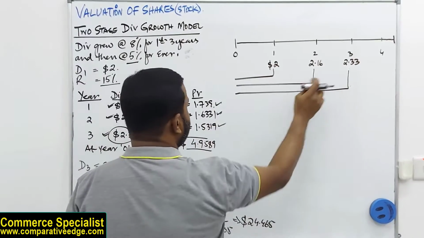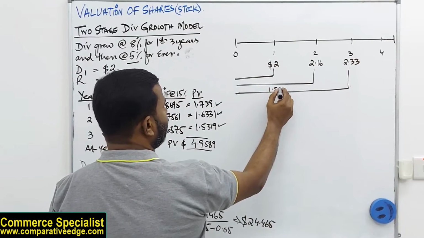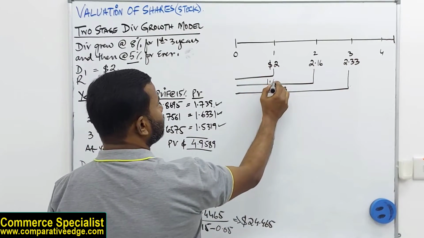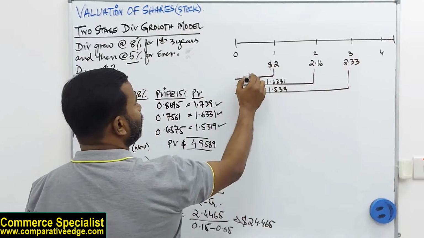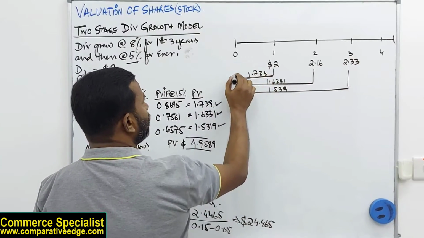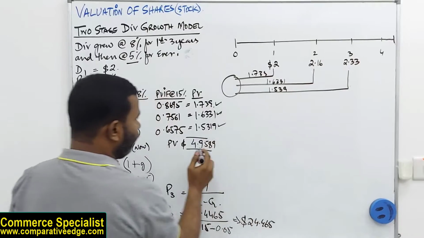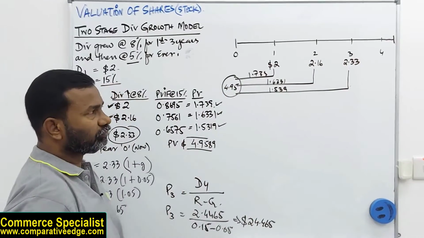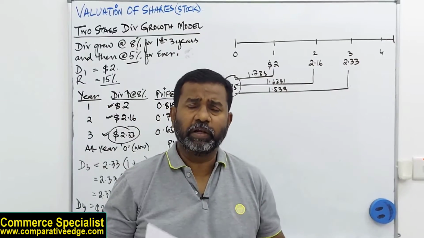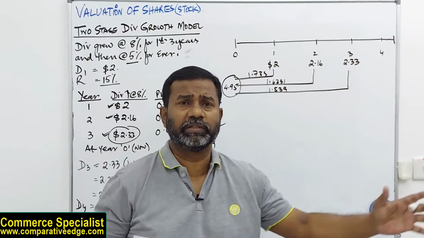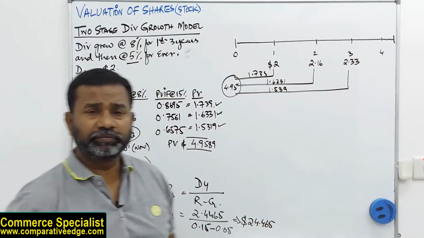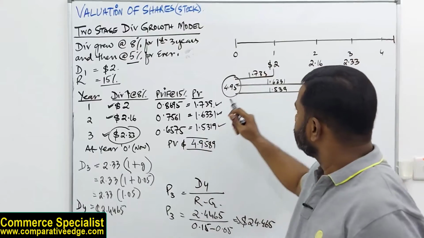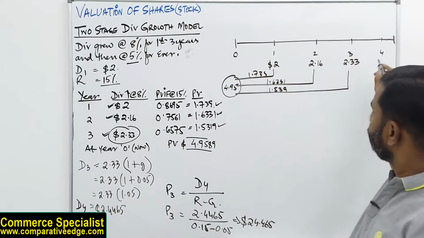Okay, 2.33 is actually 1.539, and bring it here, this is 1.6331, and this is 1.739. So in all, the present value of all this is 4.95. So I got the present value of the dividends which were growing for the first 3 years at the rate of 8%. We also need to look at what happened to this dividend in year 4.